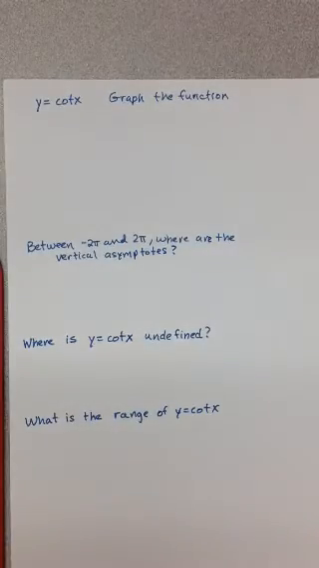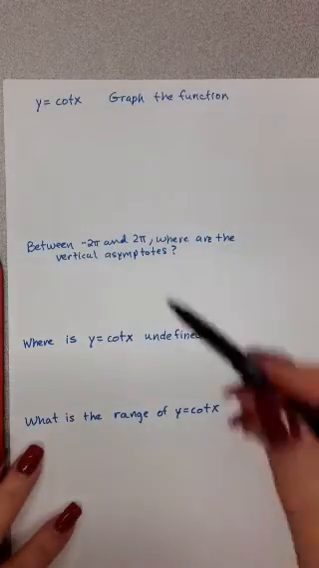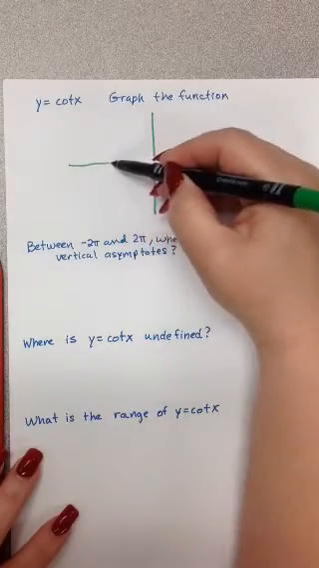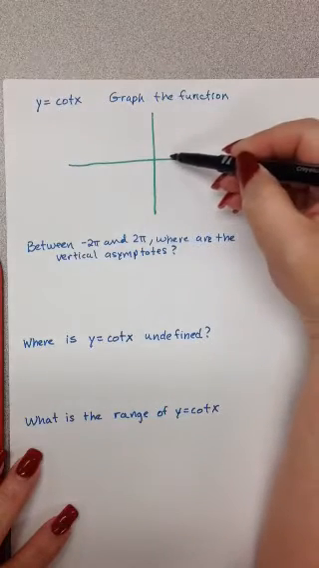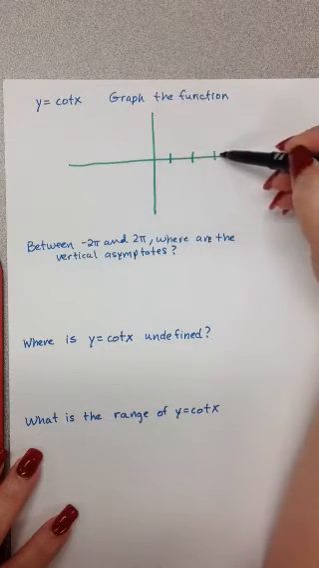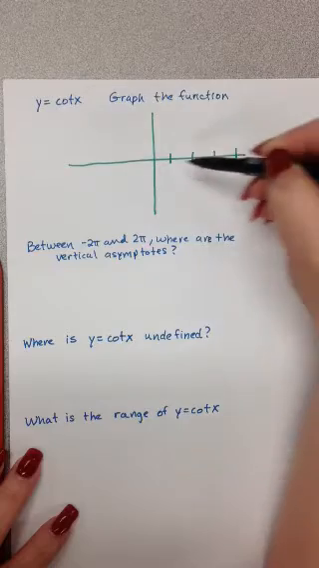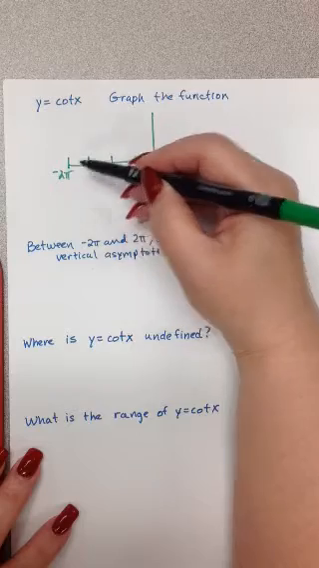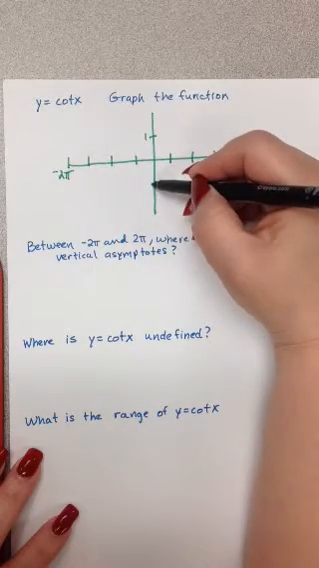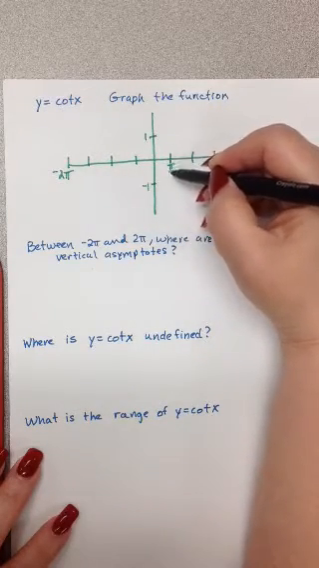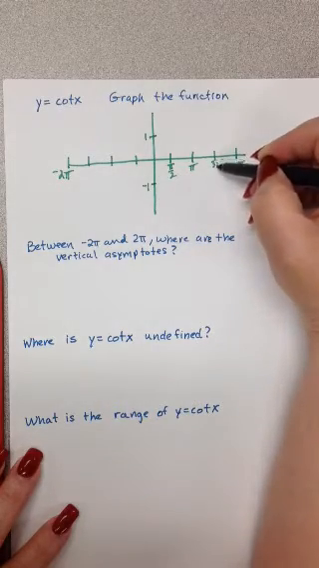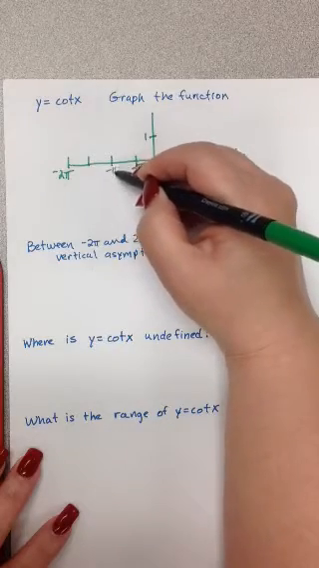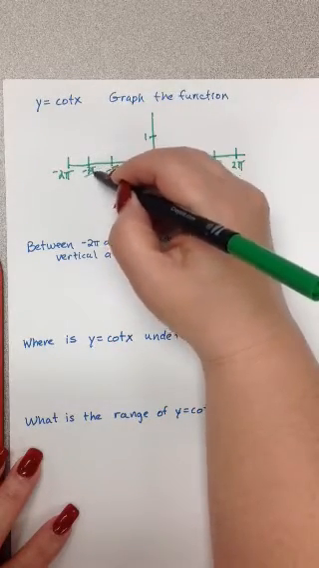All right, here they asked me to graph the cotangent function. Remember, when you graph, you always do 4 tick marks, and then 4 to the left. And then 1 and negative 1. I'm going to go ahead and label all these. This is pi over 2, pi, 3 pi over 2, 2 pi. So negative pi over 2, negative pi, negative 3 pi over 2.